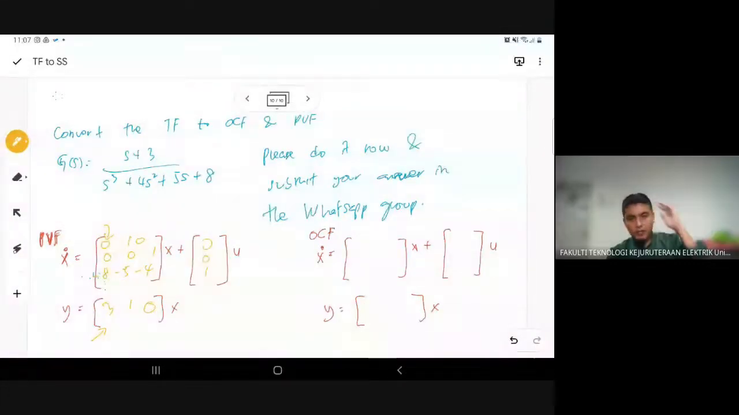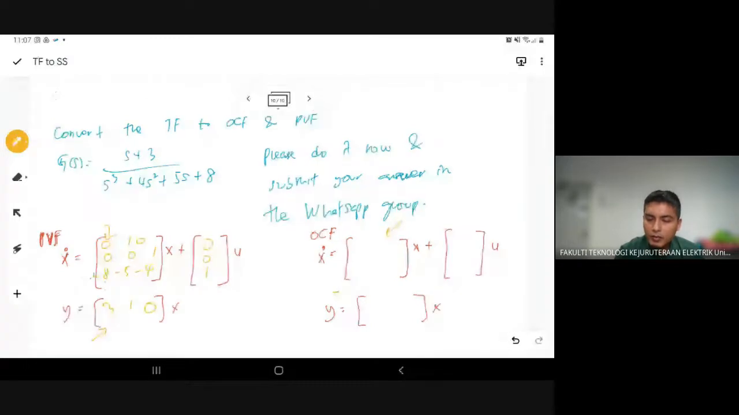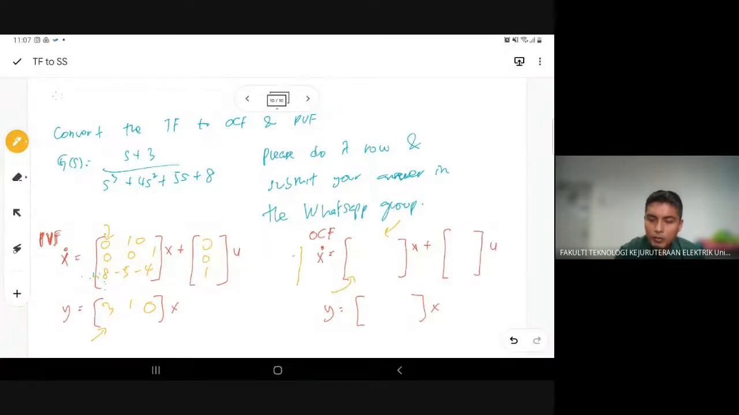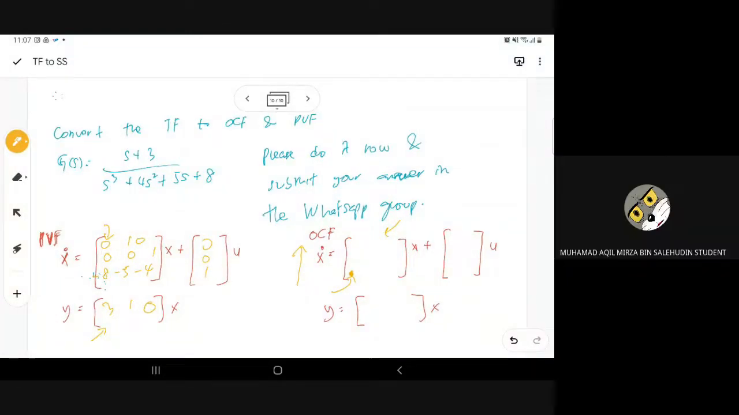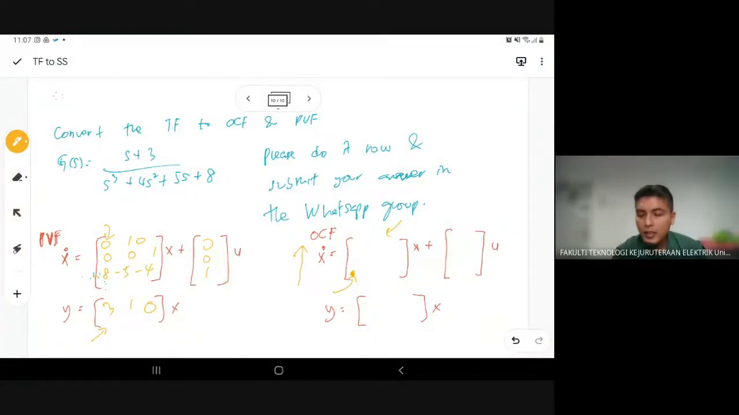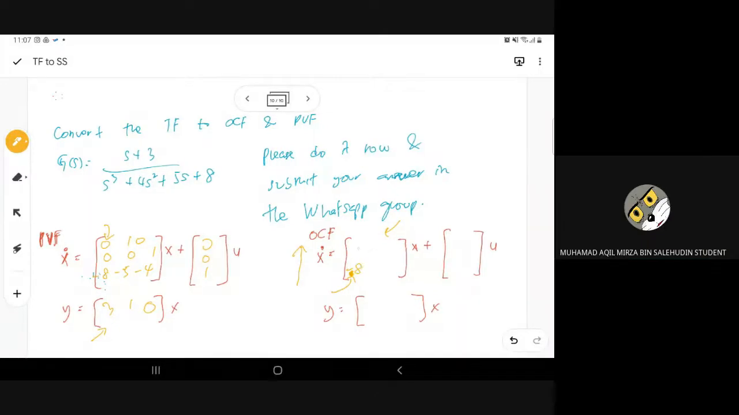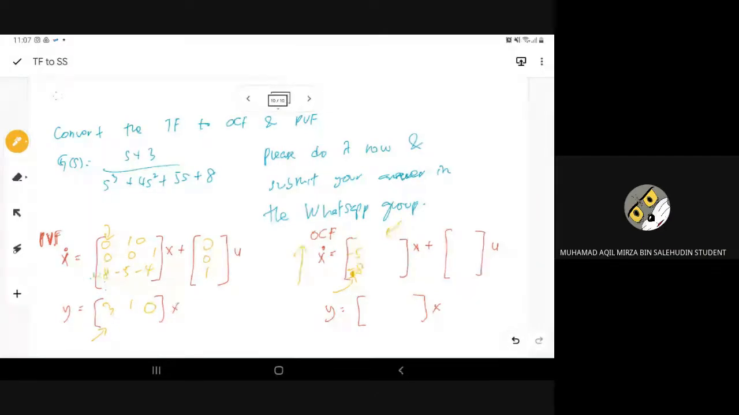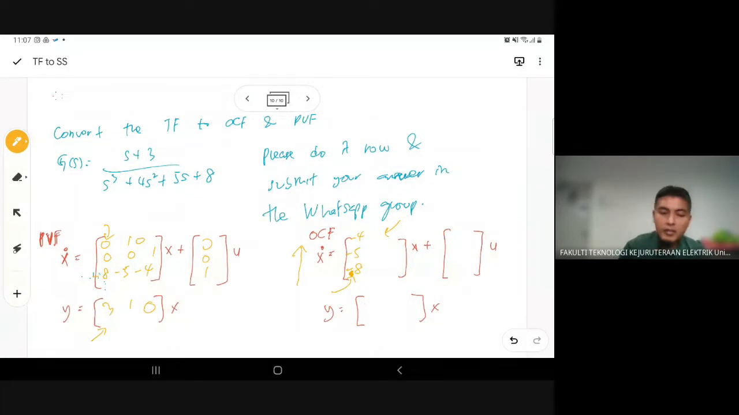For the OCF part, firstly we need to fill up this one from bottom to top. So this one will be what value? -8, and then after that -5, -4, 0. Okay, only because this is a 3 by 3 matrix.